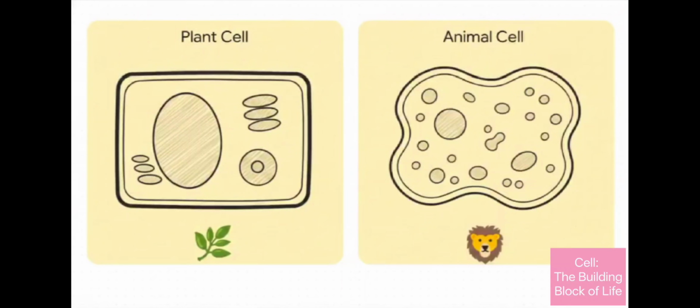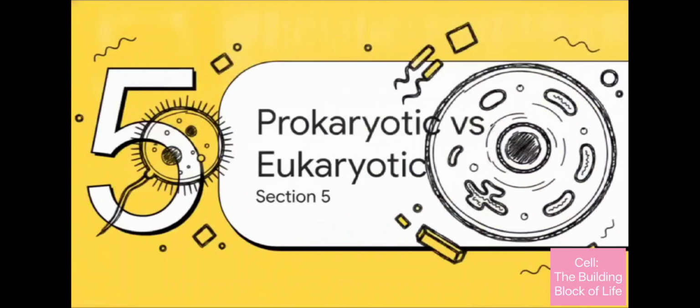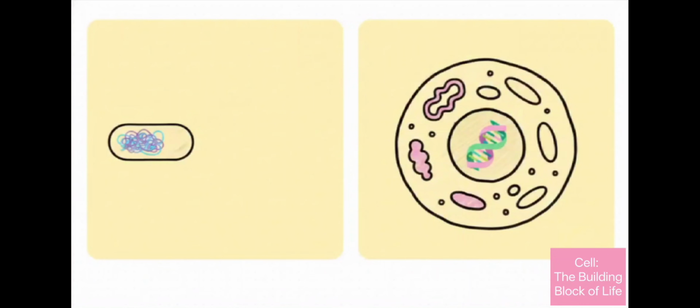Animal cells, on the other hand, are a lot more flexible. They completely lack a rigid cell wall, their storage vacuoles are very small and temporary, and they have absolutely 0 plastids. Because, well, animals don't need to photosynthesize or attract bees. Let's broaden our view with Section 5, Prokaryotic versus Eukaryotic cells. Beyond just the plant and animal divide, we absolutely must distinguish between the 2 major categories of cell structure across all of life: prokaryotic and eukaryotic.